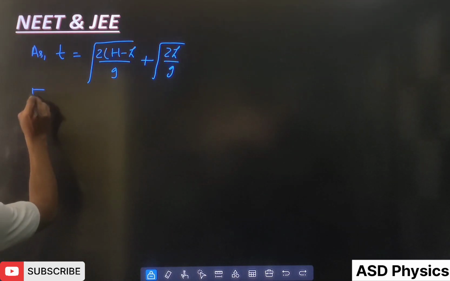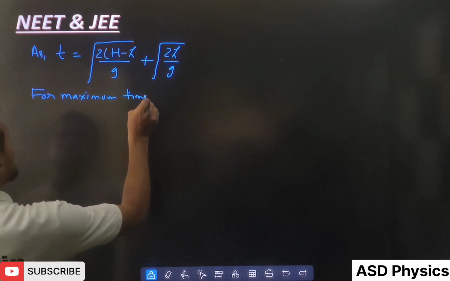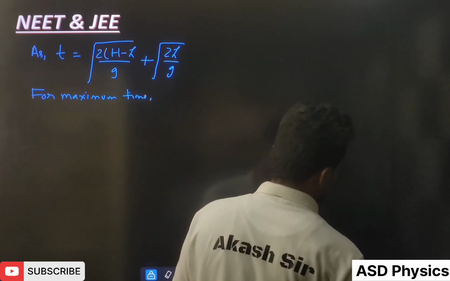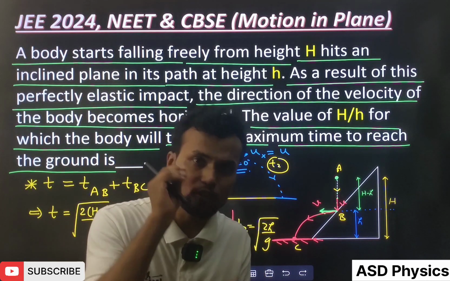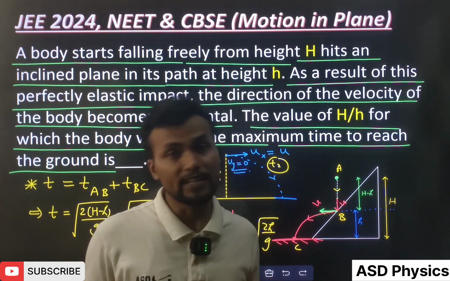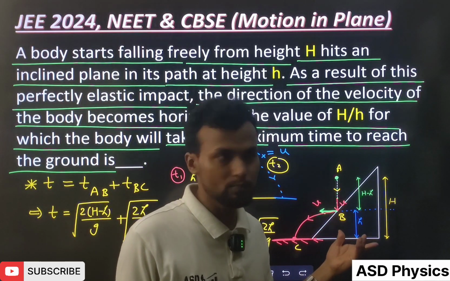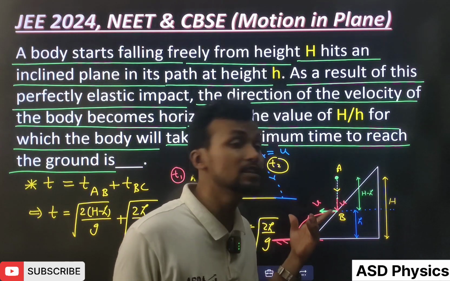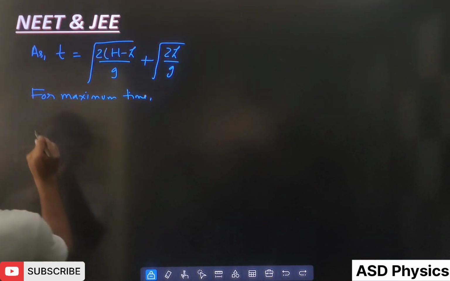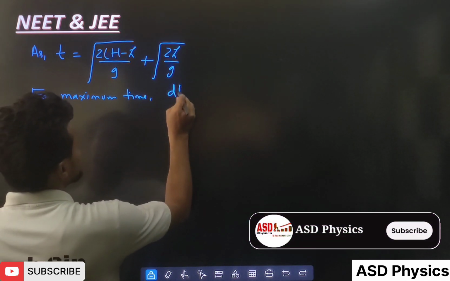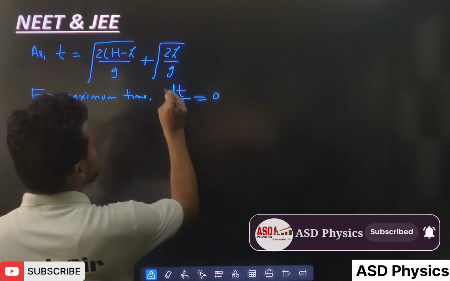Now, for maximum time of travel, what will be there? Normally for any value, let's take y and x, two variables. For maximum value of y, dy by dx should be 0. Here the small h can be any value because capital H is fixed, so dt by dh should be 0. The variation of time with respect to h should be 0. So for maximum time, this dt by dh should be 0 here.